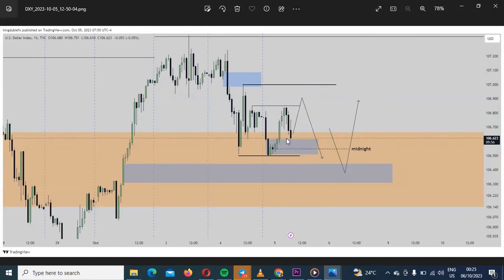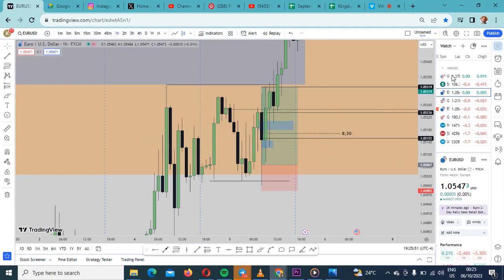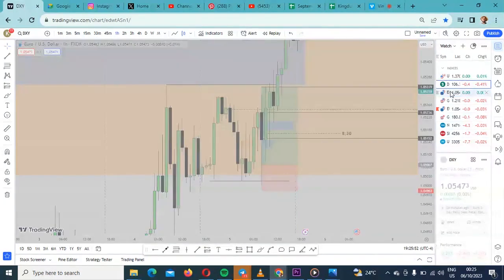A lot of people tried to think DXY was going to buy from here, and they tried to sell EU, and that's when it got clapped. At the same time that EU swept that low, that was when DXY stopped at this high, and DXY dropped, EU bought. Very, very simple. So let's go to the chart and see it for ourselves.